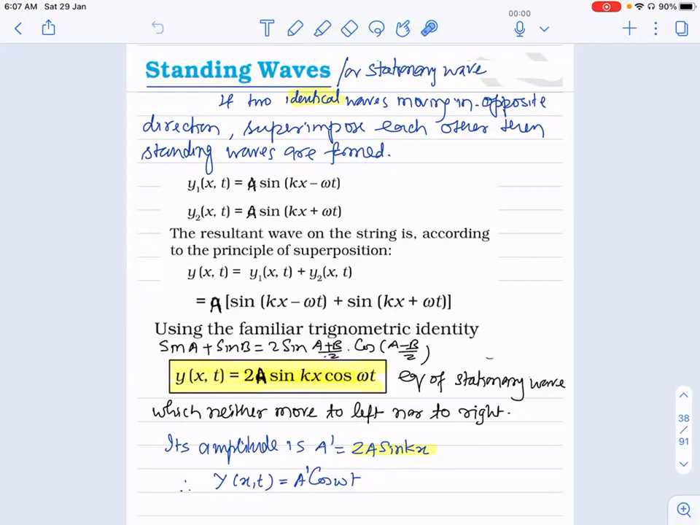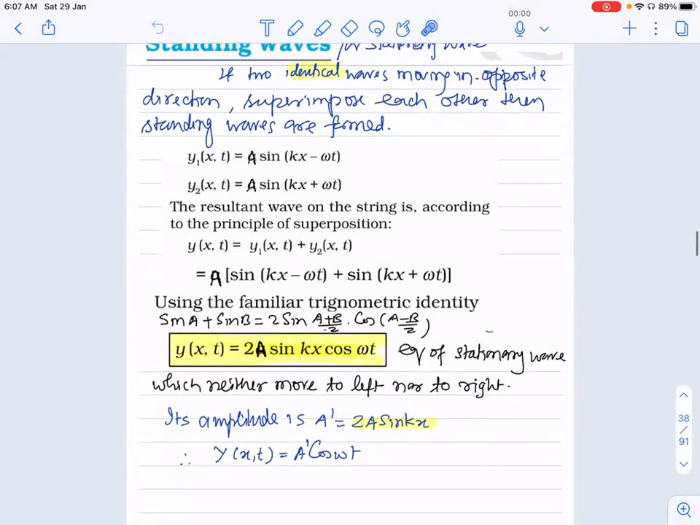And if there is an antinode at the origin, then here it will be cos kx. Here it will be cos and this will be sin. Both terms will interchange if the antinode is at the origin. So this is the equation we have derived.